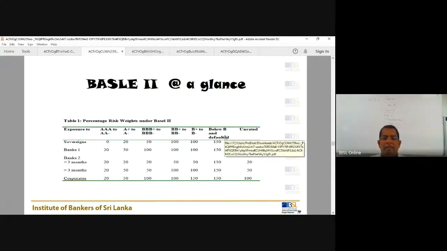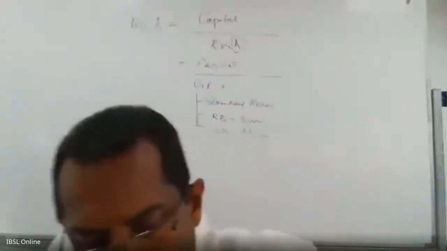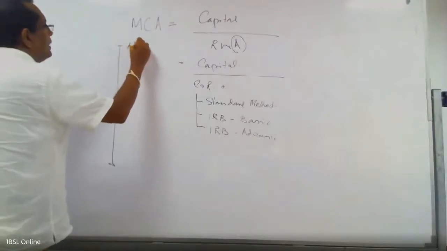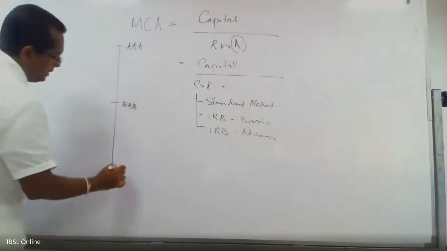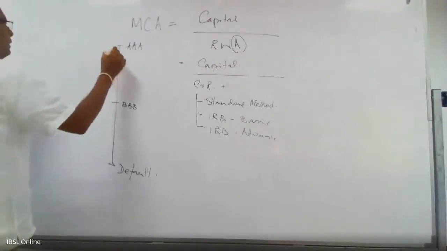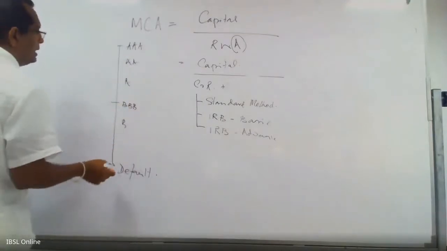This is the risk weights given, right? Look at the last line. If your customer is triple A to AA minus, risk ratings are this: triple A, BBB, and default, right? Triple A, double A, B, like that, you have different ratings.